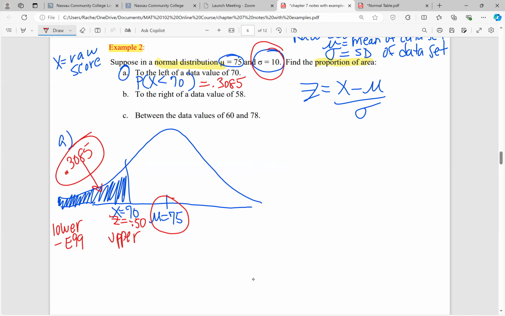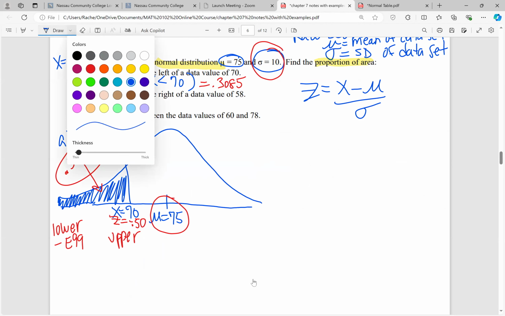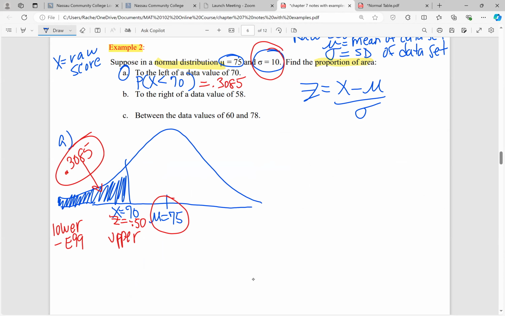So let's look at part B. So going forward now, I'm just going to use the calculator. So part B, we want to know what's the proportion of area to the right of a data value of 58. So what I'm saying is, what is the probability that x is greater than 58? Because that's the area to the right. So let's make a picture of that.